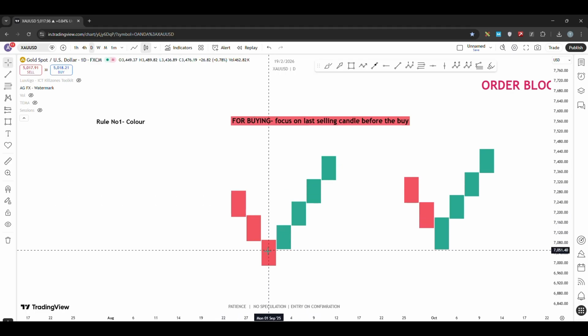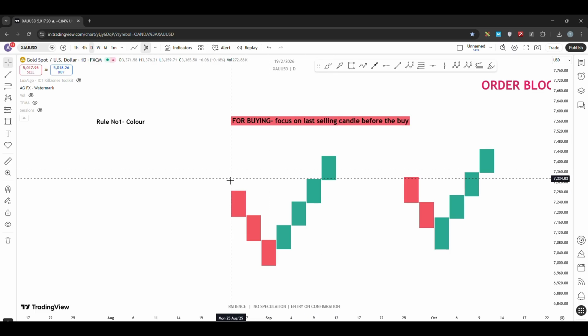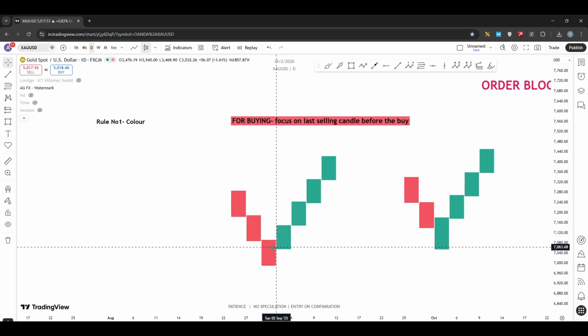So the market dropped initially and then starts to push higher, right? So this is for buying, because the market has reversed and started to push higher. That means we are looking to buy.